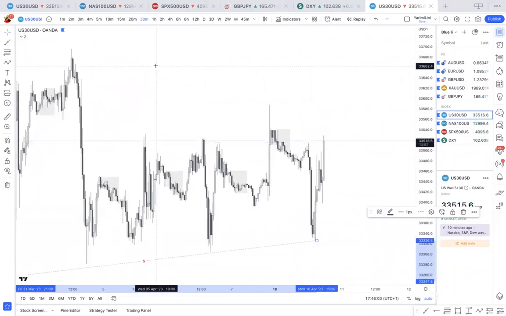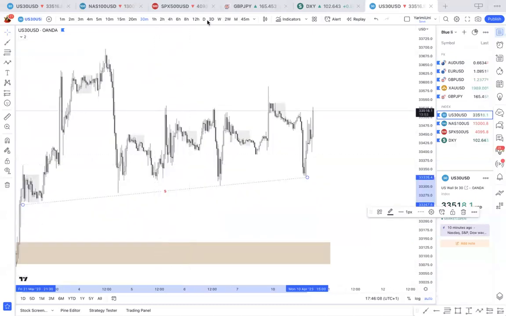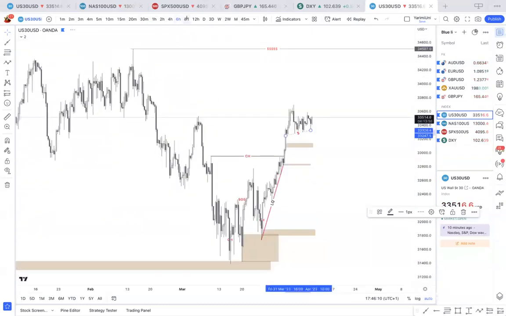So that's liquidity right there that can possibly get taken out before price pushes back up. However, looks like we're in a consolidation phase right now. So let's go to the high time frame.